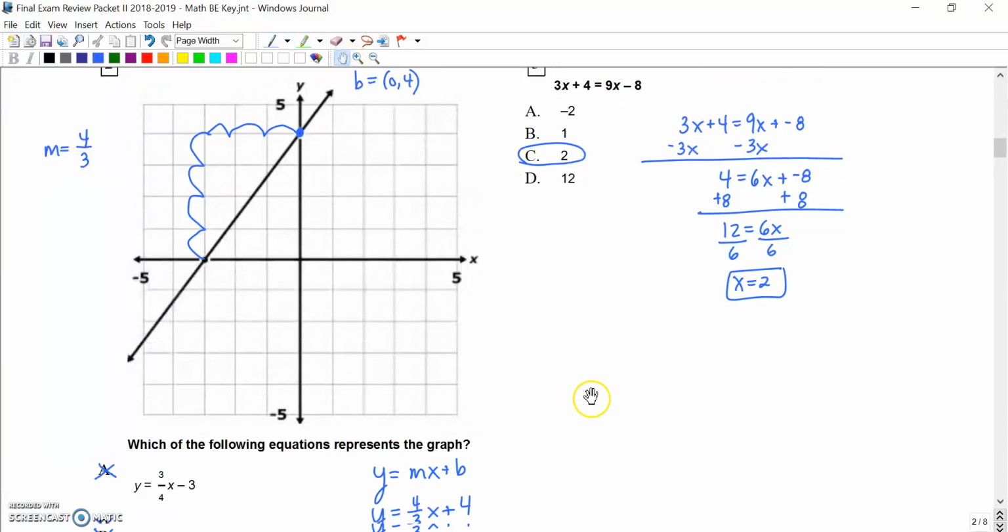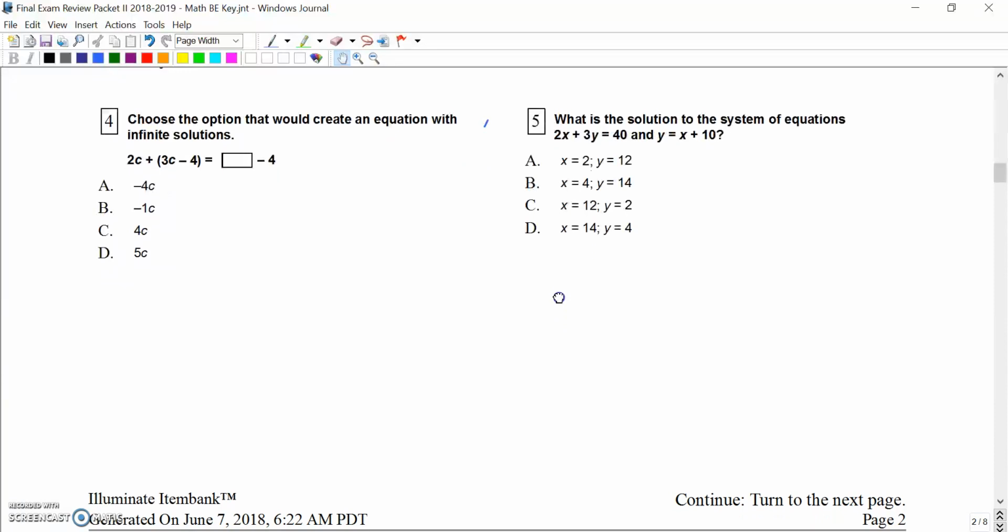Next problem, we have another one that's similar to this. It says, choose the option that would create an equation with infinite solutions. So we're going to write this out. 2c plus 3c plus -4 equals something plus -4. First thing I notice is I don't need parentheses here because there's just a 1, so I don't need to distribute anything. I'm not sure what else to do, so I'm going to combine like terms. 5c plus -4 equals something plus -4.